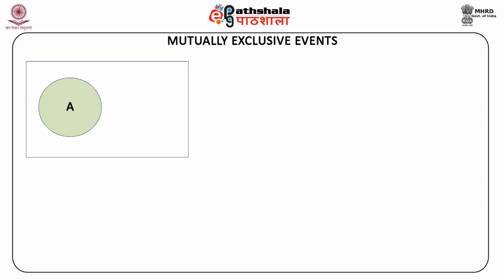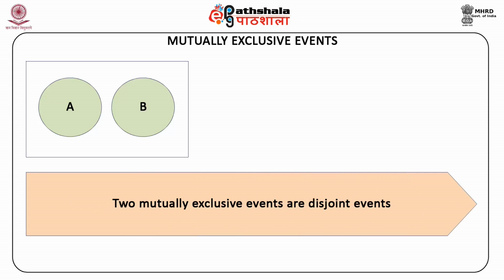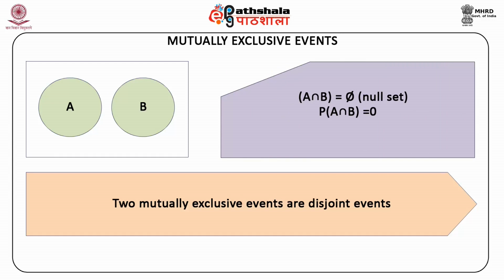If two events A and B are mutually exclusive, then according to the addition rule, the probability that A or B will occur is the sum of each event, because two mutually exclusive events are disjoint events and the occurrence of one precludes the occurrence of the other. Hence, A intersection B is equal to phi, the null set, which implies P of A intersection B is equal to 0.